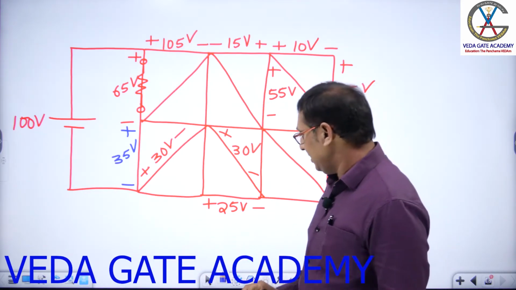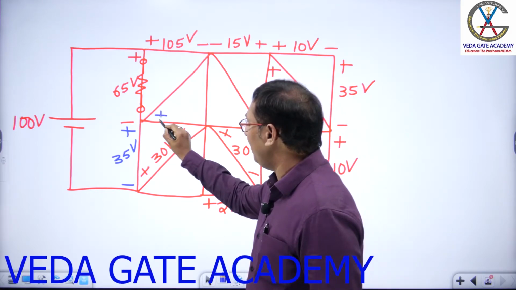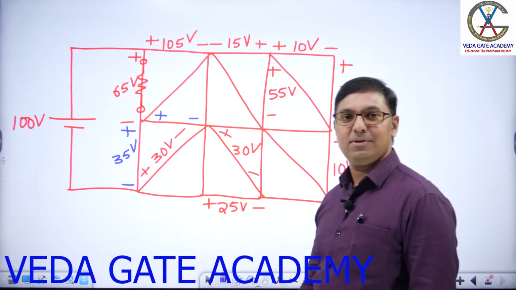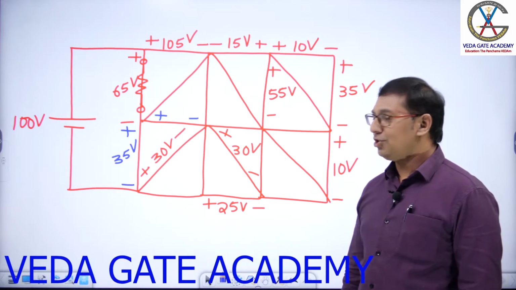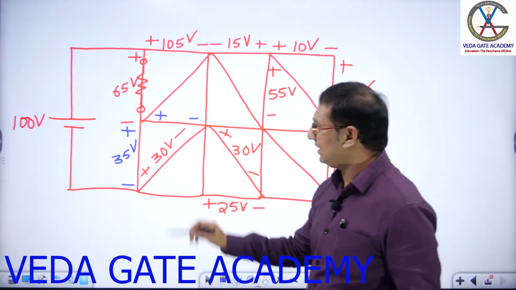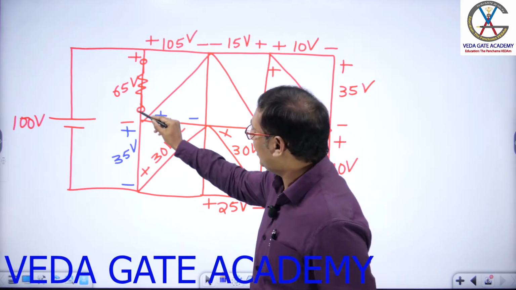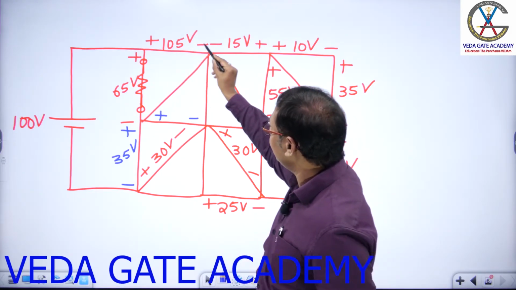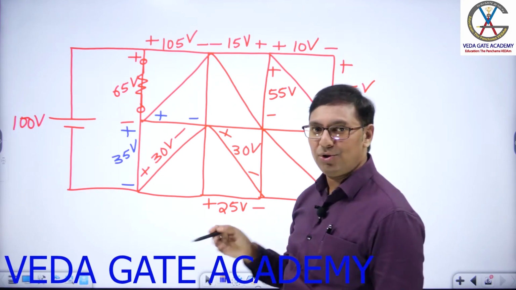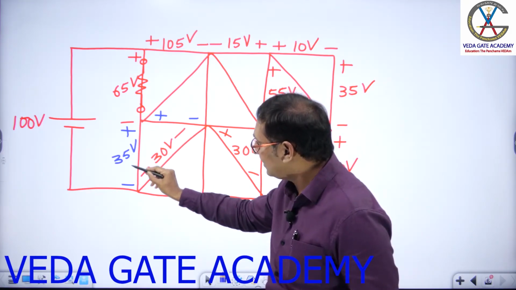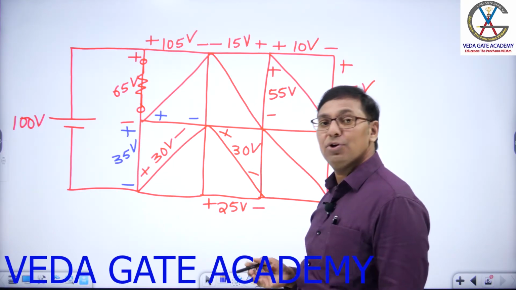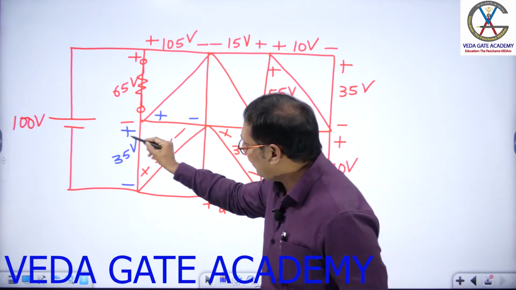Clear? Next, I want to find this voltage. Arbitrarily, I am putting two polarities here. Start at positive, go to negative following KVL sign convention. Can I go in this diagonal? No, not possible. Can I go like this? Yes. Can I go like this? Yes. Can I get down like this? No, not possible. Can I go like this? Yes. Can I go like this? Not possible. Next, can I come like this? Yes.